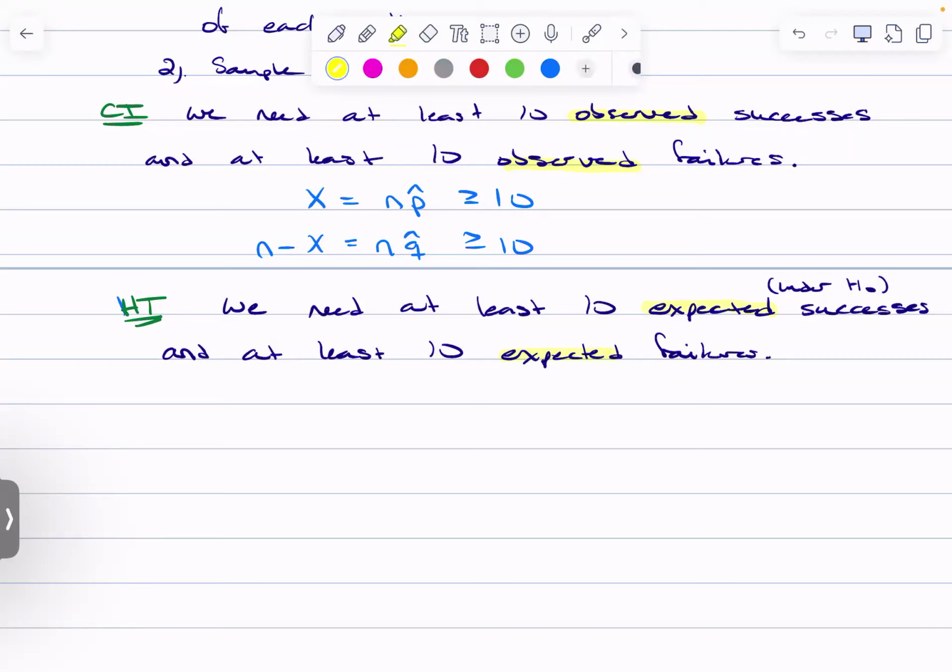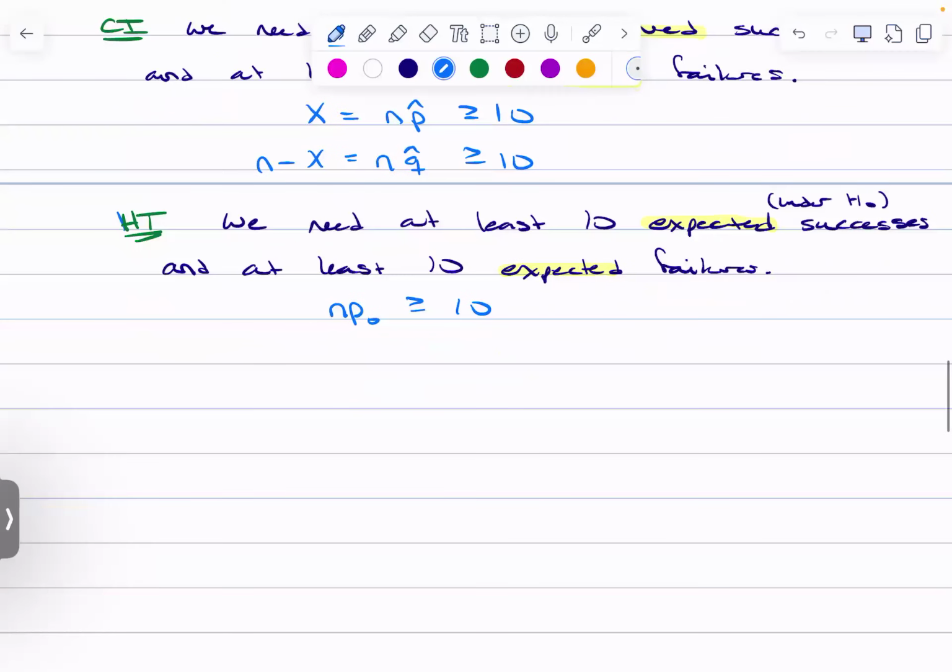The difference being the expected. We can calculate that. The math is going to look like this. n times p naught is going to be my expected number of successes if H naught is true. It has to be greater than or equal to 10. And similarly, n times q naught has to be greater than or equal to 10.